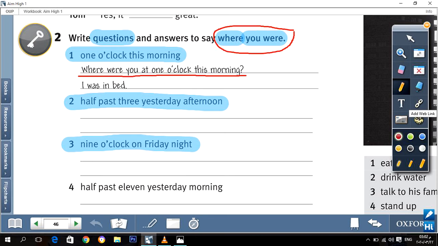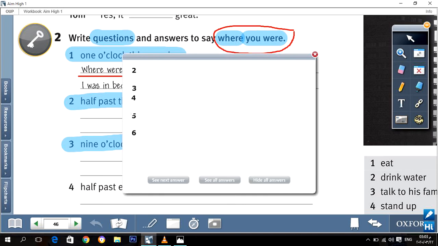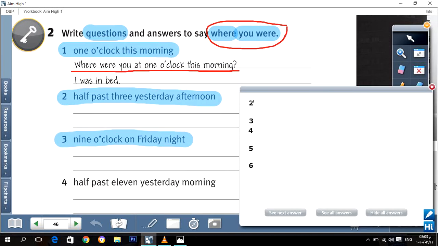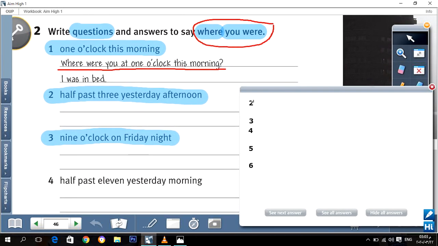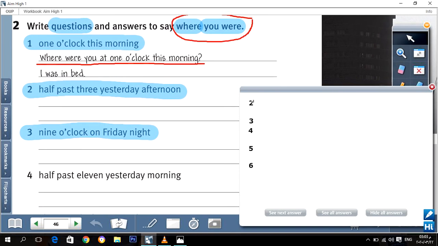Let me do the next sentence. The next statement says 3:30 yesterday morning. And by adding the question word where, it becomes this way. I will show it to you. And before I show it to you, I wanted to answer the question. I won't answer, I'm sorry. Okay. The question here becomes, where were you at 3:30 yesterday afternoon?